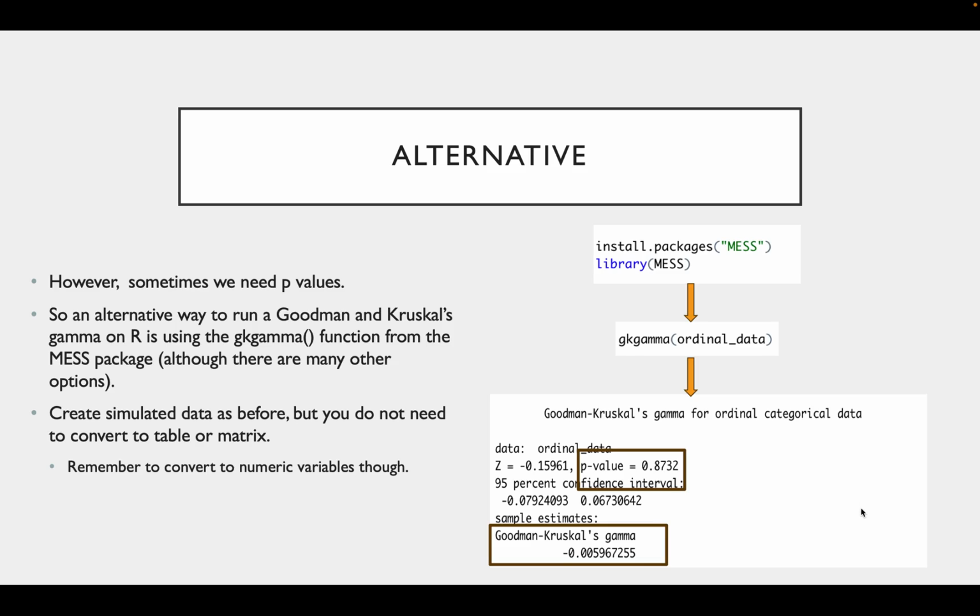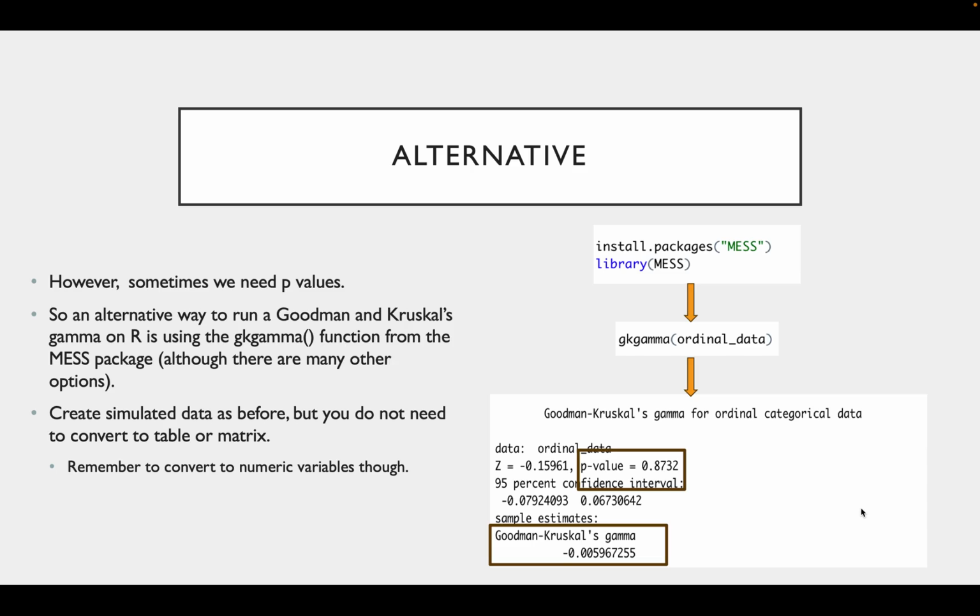So, like I said, that piece of code doesn't give you a p-value, but what about if we want them? Well, there are actually many ways we can run the Goodman-Kruskal gamma on R. There's a lot of different functions in a lot of different packages. So an alternative way is to use the GK gamma function from the MESS package.